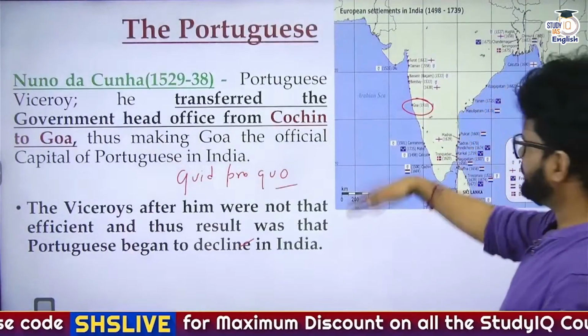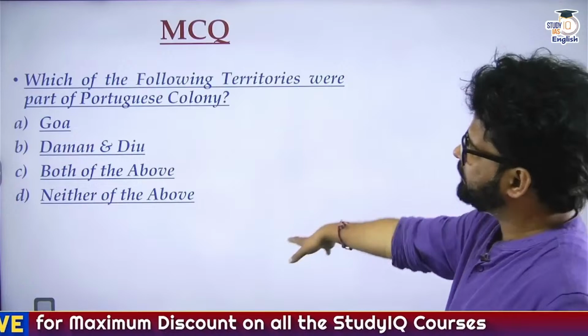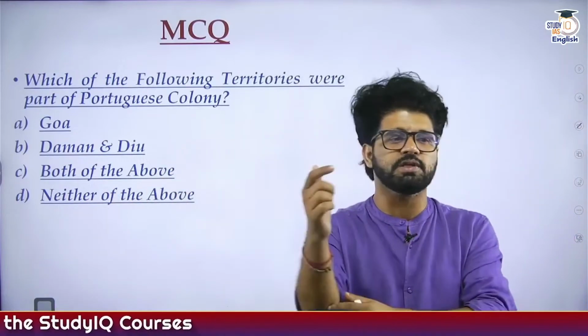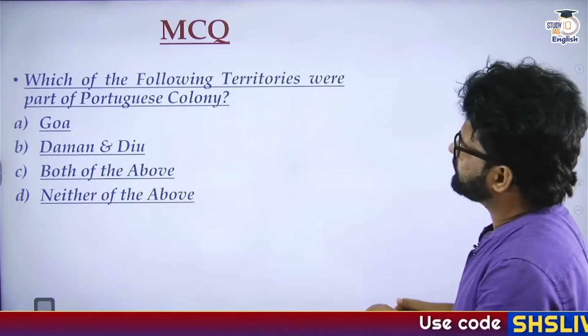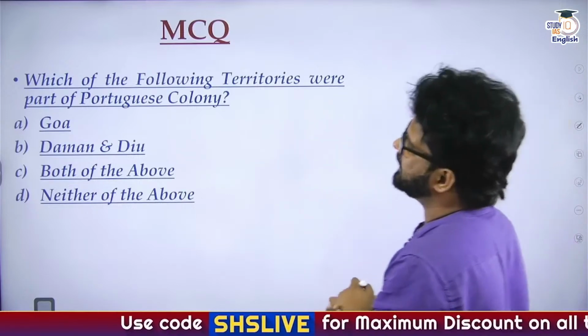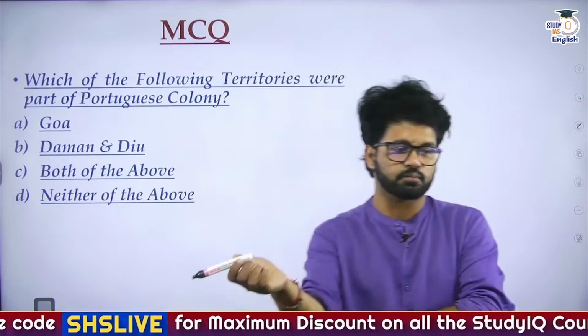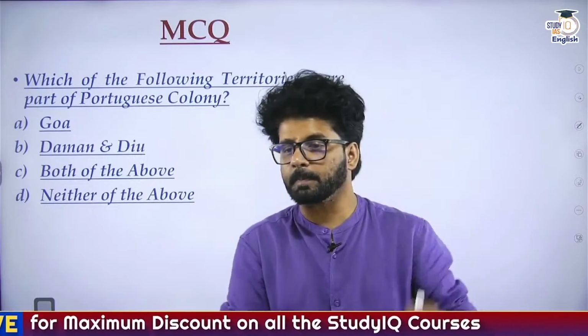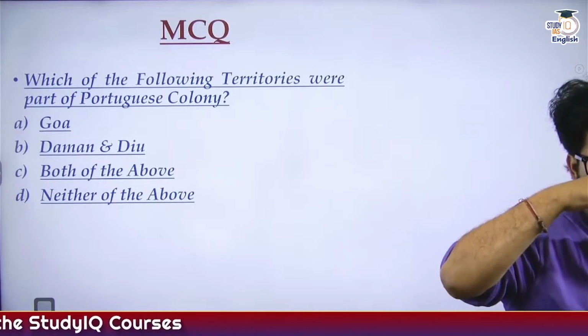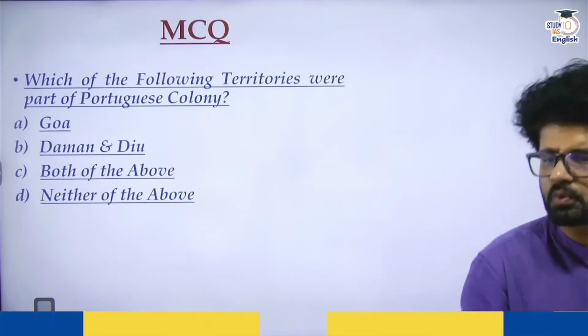So, Nuno da Cunha, we have talked about all these things. This is a question in front of you. Hopefully you would not have seen the answer to this question when I was changing the slides. So what is the answer, sir and ma'am? Which of the following territories were part of the Portuguese colony? A, Goa. B, Daman and Diu. C, both of the above. D, neither of the above. What do you want to say about it? So the answer is both.